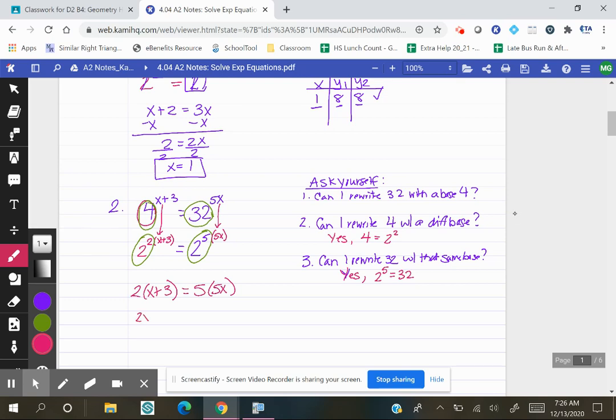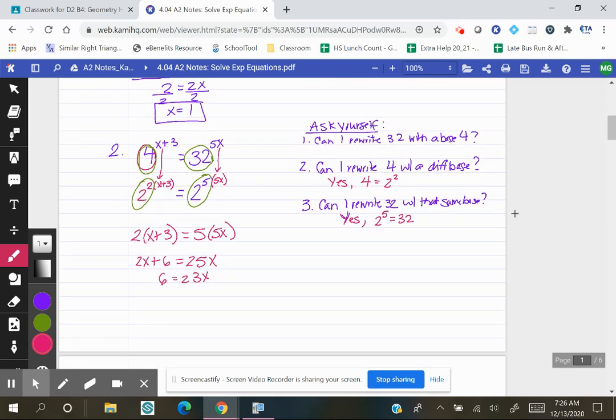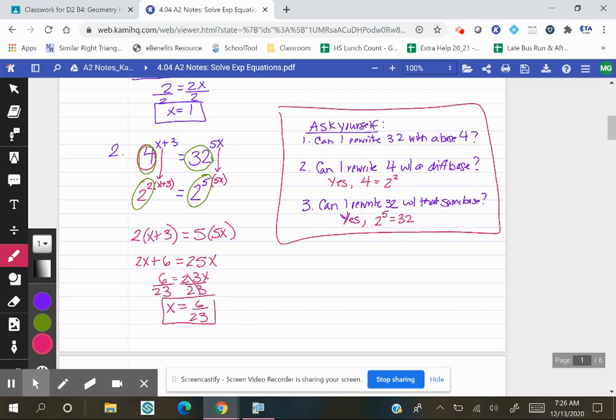So we have 2x plus 6, we distribute, equals 25x. Subtract your 2x. And divide by 23. So we get x equals 6 over 23. And then let's go ahead and check that in your calculator. So pause the video and see if you know how to check that on your own.